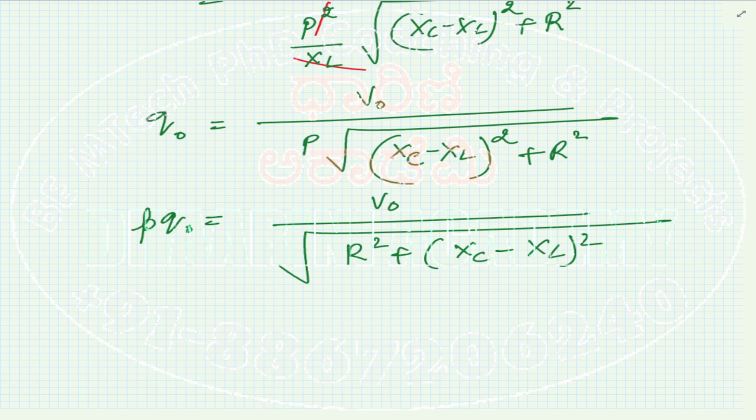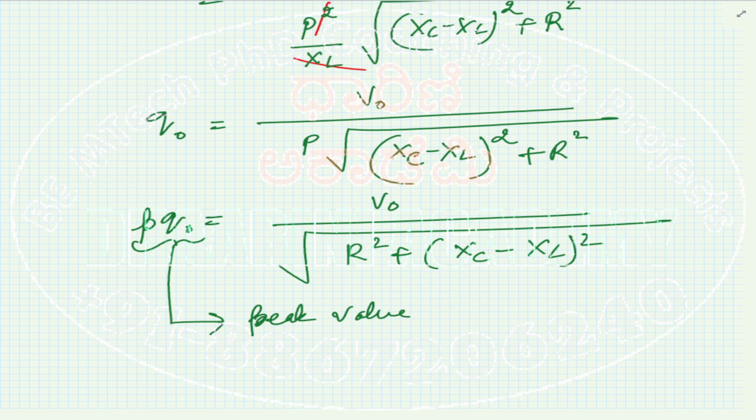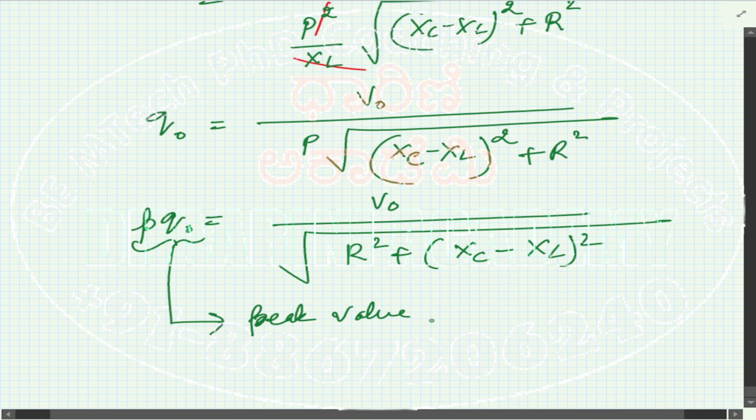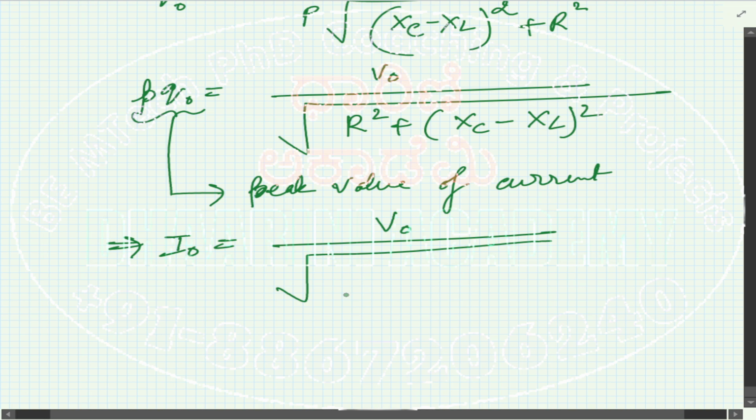But P into Q naught is nothing but the peak value of current. So this is called the peak value of current. Let us denote that as I naught. I naught is equal to V naught divided by the square root of R square plus (XC minus XL) the whole square.